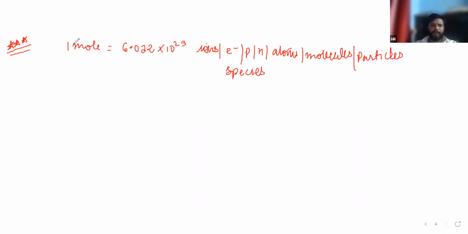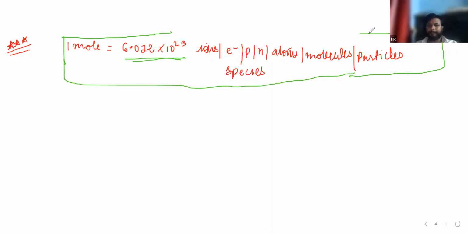If I'm telling you that I have 1 mole rupees, that means this much rupees, this much money. Now there are 3 formulas to find mole. First we will calculate case 1.